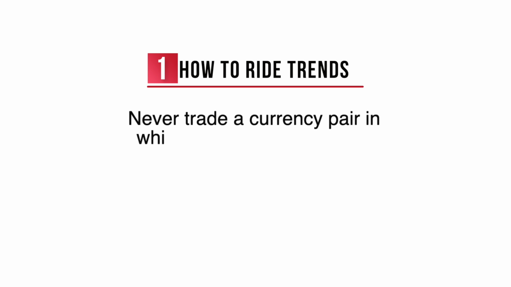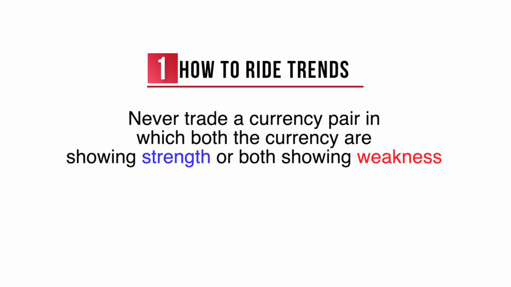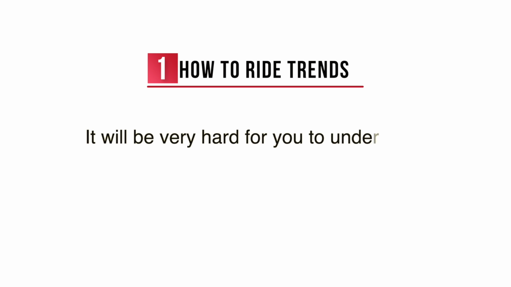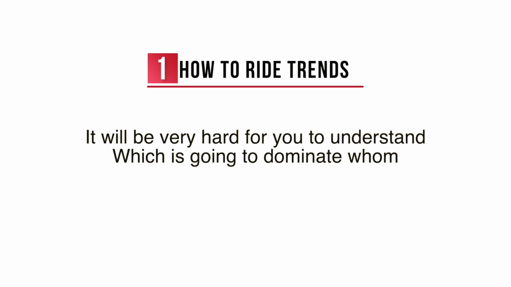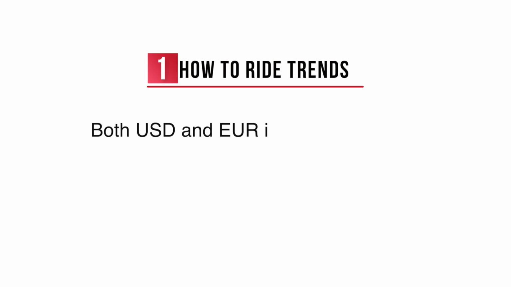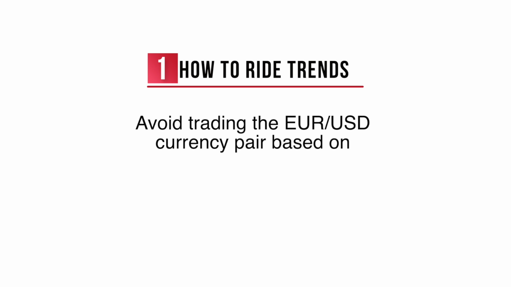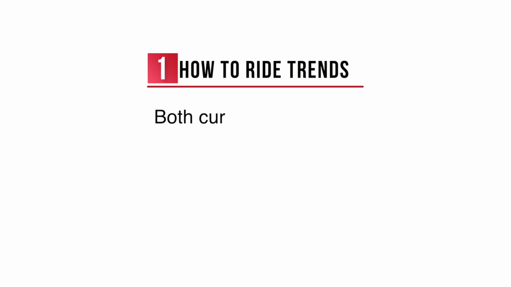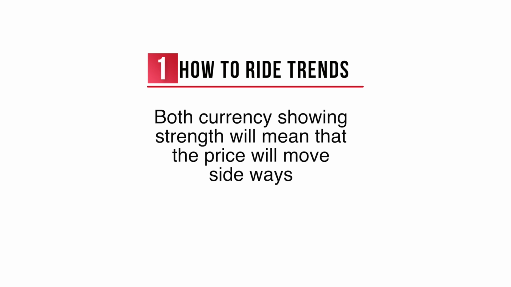Now never trade a currency pair in which both currencies are showing strength or both are showing weakness, because it will be very hard for you to understand which is going to dominate, like who is going to dominate whom. If say both US dollar and Euro are showing strength, then avoid trading the Euro USD currency pair based on the currency strength indicator, as both currencies showing strength will mean that the price will move sideways or anything can happen.